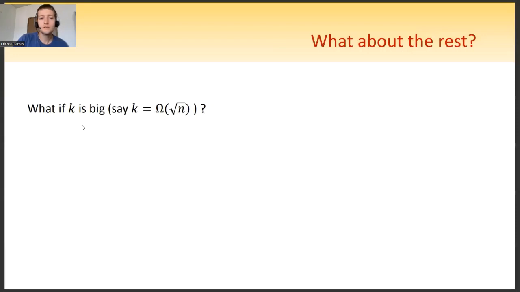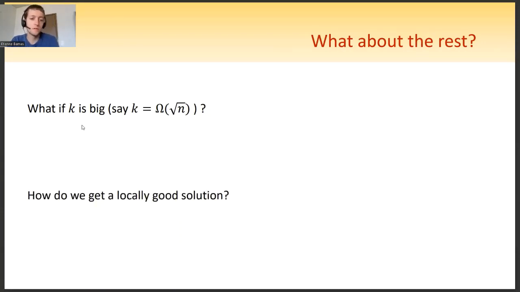Of course, there are a few things I didn't talk about. What if K is bigger? That's more challenging. We need different pruning tricks. And also, how do we get a locally good solution? Also, it's not trivial, but you can still use Lovász local lemma in similar ways.